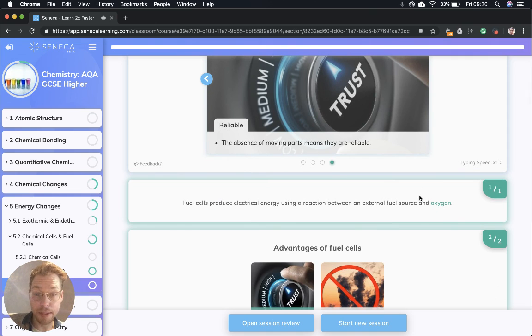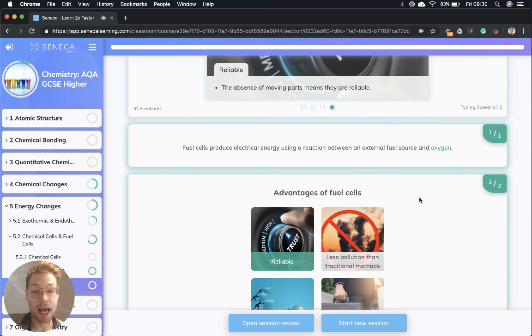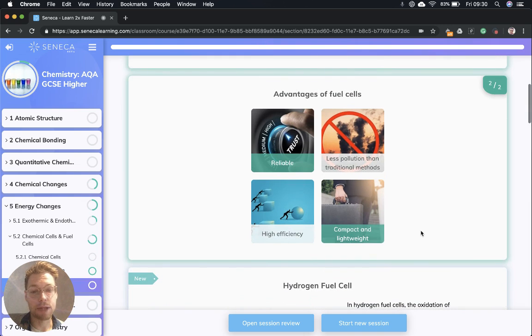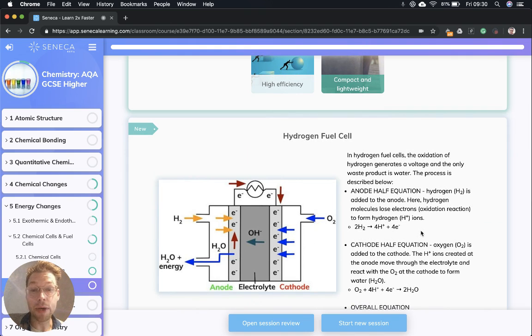And to recap, they produce electrical energy using a reaction between an external fuel source and oxygen. And do you remember the advantages of them? Reliable, less pollution, high efficiency, compact and lightweight. Awesome. So now we get into the chemistry.